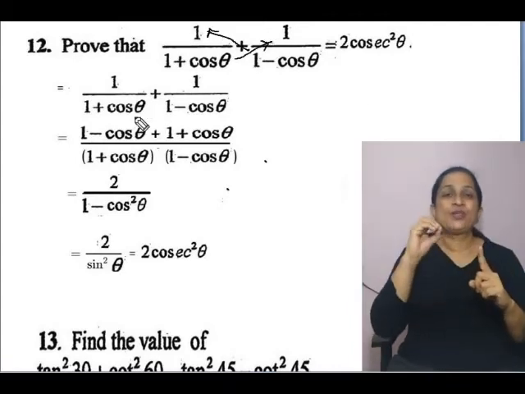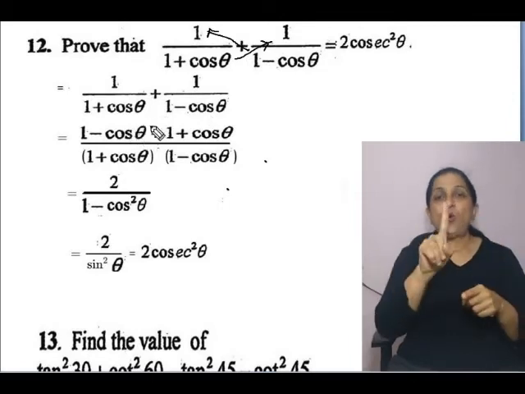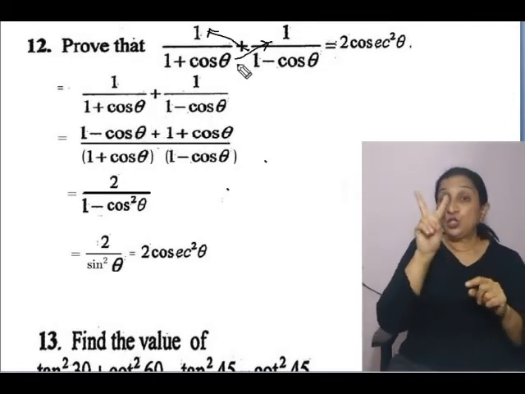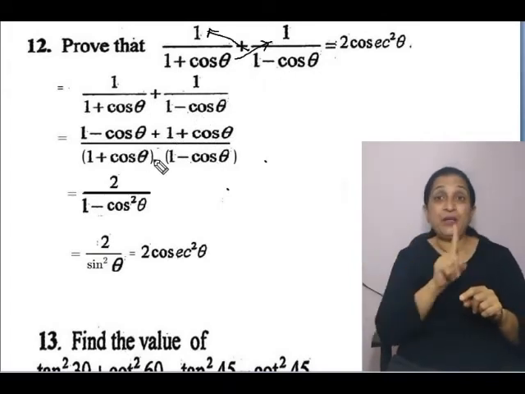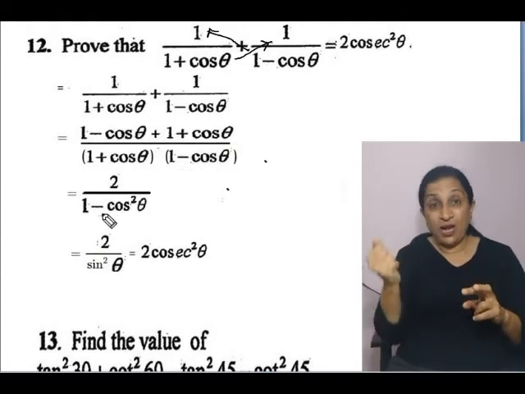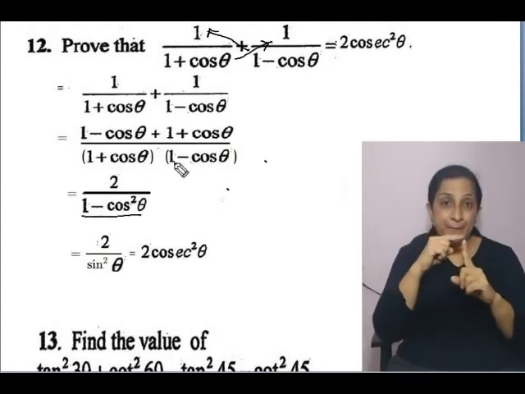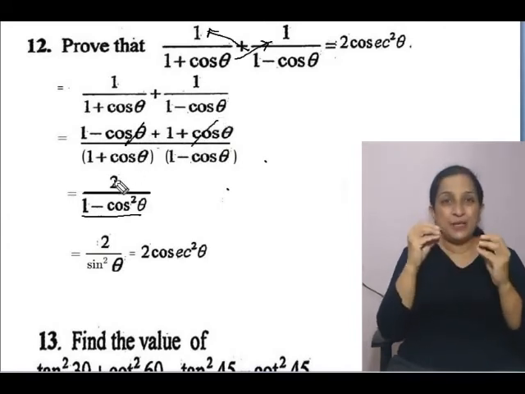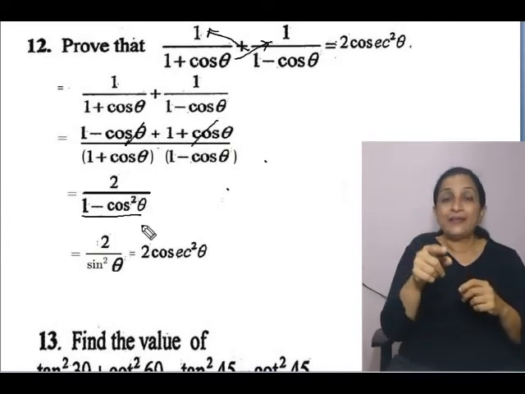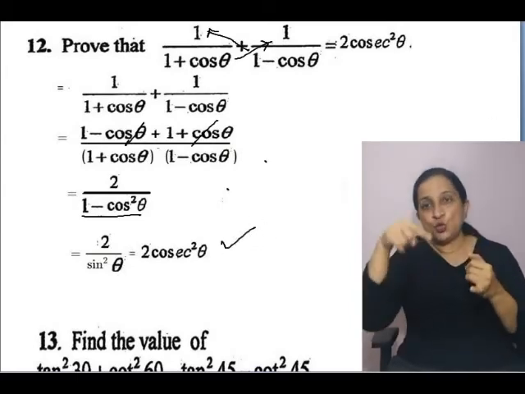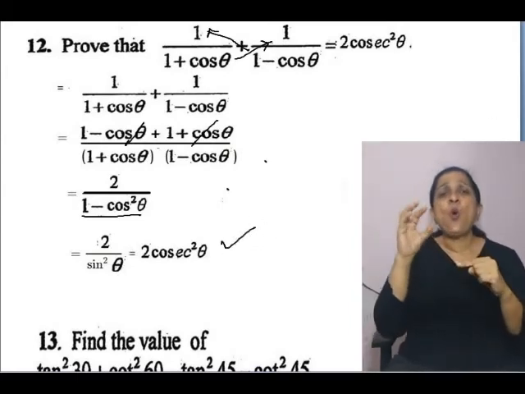then you get 1 plus cos theta into 1 minus cos theta, plus 1 minus cos theta into 1 plus cos theta, and then the product of these two will be the LCM, and this is A plus B times A minus B, that is 1 minus cos square theta. This into this multiplied, and here this and this get cancelled, so it will be 2. So 2 upon sin square theta is nothing but 2 cosec squared theta. Very easy to solve.